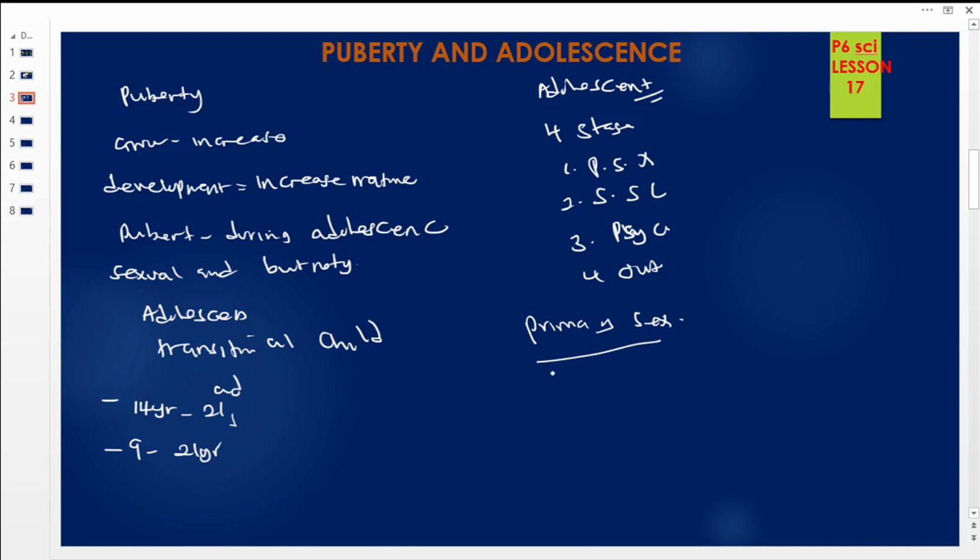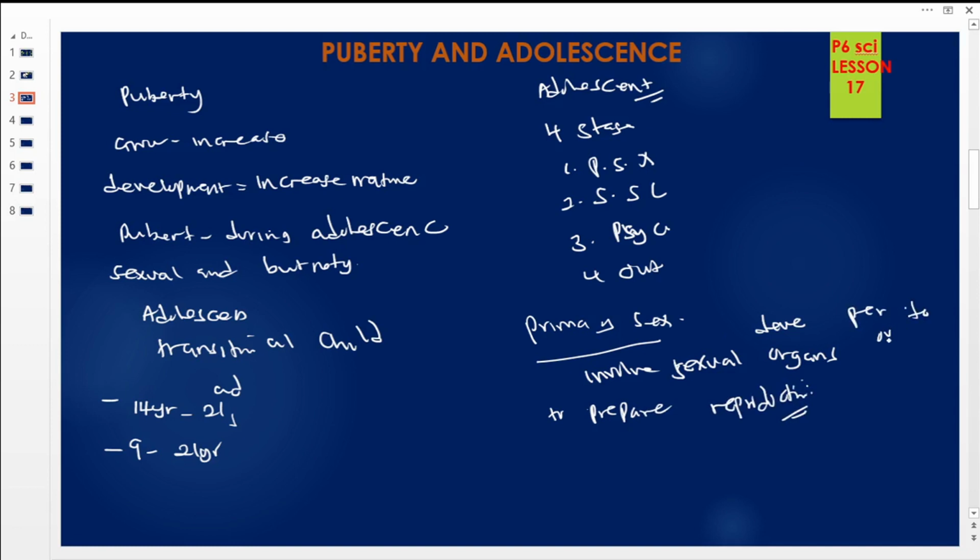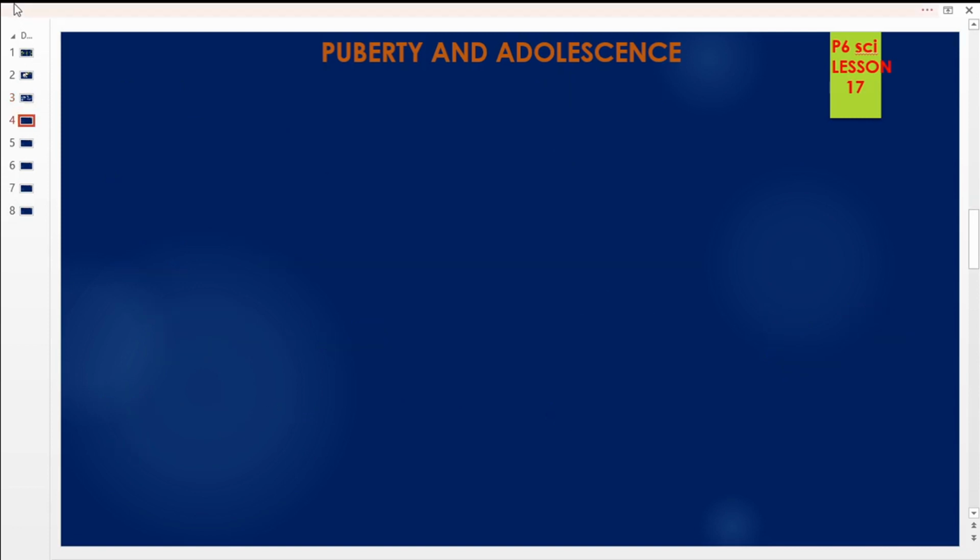Primary sex characteristics are the characteristics that involve reproductive organs or the sexual organs. That involve the development of sexual organs to prepare them for their function of reproduction, because the function of these sexual organs is to carry out reproduction. That is the penis, the vagina, the ovaries, and the testes. Now let us see the primary sex characteristics in boys.